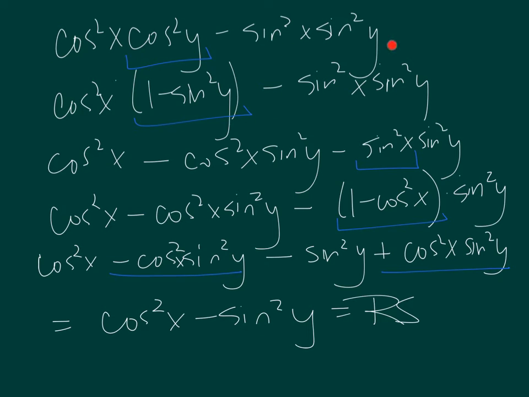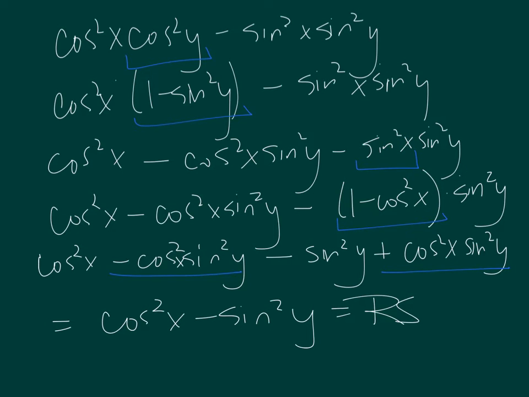Looking at this, I decided to replace cos squared y with 1 minus sine squared y. And then I expanded that, so cos squared x times 1 is cos squared x. Cos squared x times minus sine squared y is minus cos squared x sine squared y. And then I still have the minus sine squared x sine squared y at the end. In my next line, I decided that I would look at the sine squared x here and replace it with 1 minus cos squared x.